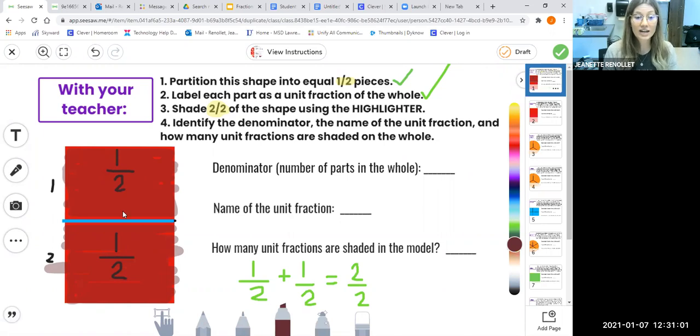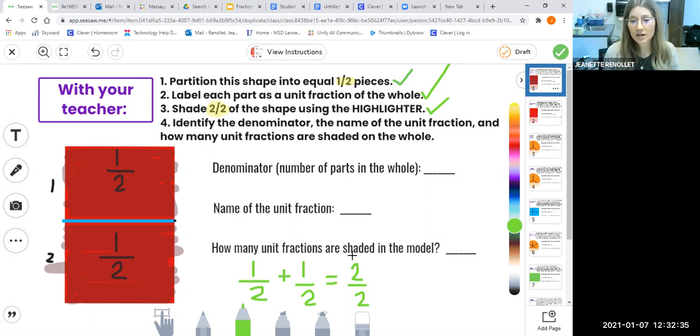I have now shaded 2 halves or 2 1/2. I can check off that I have done step number 3. Check that you have shaded 2 1/2 on your model. What we just did was shade 1/2 plus another 1/2. And when those come together, when we have 1/2 plus 1/2, it equals 2 halves, which is the same thing as one whole. We just shaded the whole model.